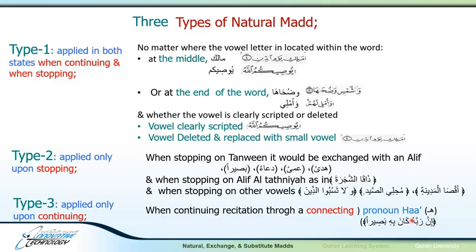But if we continue the ha with the kana, we say رَبَّهُ كَانَ بِهِ بَصِيرًا. So in that case, the mad happens only upon continuation. So here at type 3, mad happens upon continuation, while in type 2 it happens upon stopping, while type 1 happens in either continuation or stopping status.